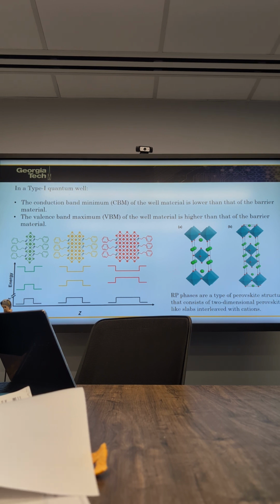And these kinds of 2D perovskites, that consist of two-dimensional perovskite with something else, are called RP phases, which is Ruddlesden-Popper phases. Let me see if I have it here. Yeah, Ruddlesden-Popper phase. Good job. This is crazy, but they might just ask that question. Did they explain it in the paper? No, they just mentioned it.